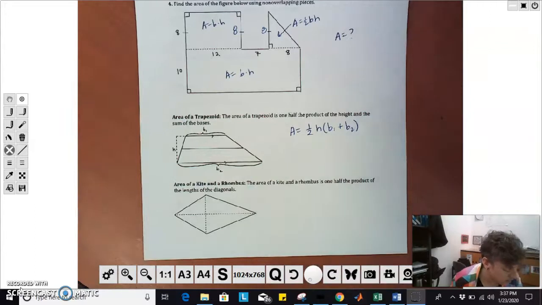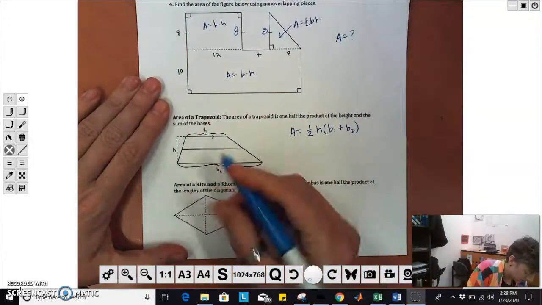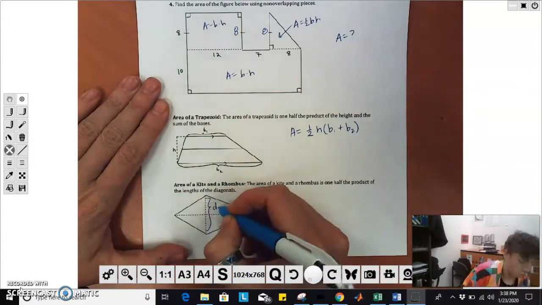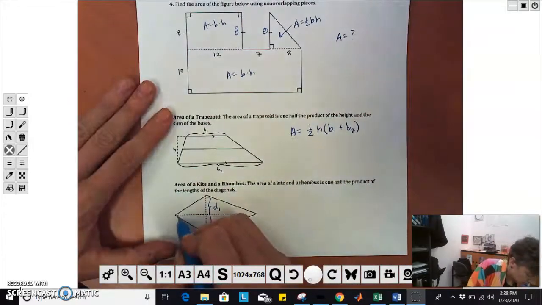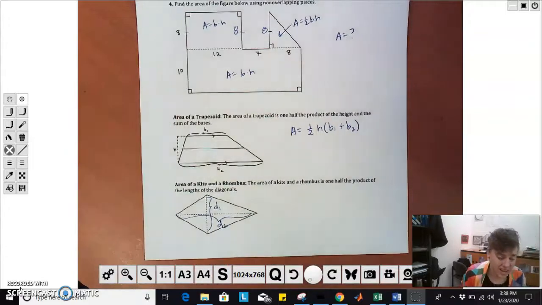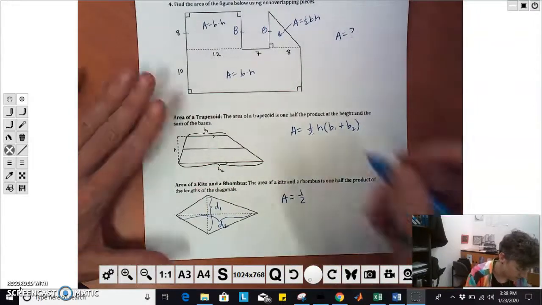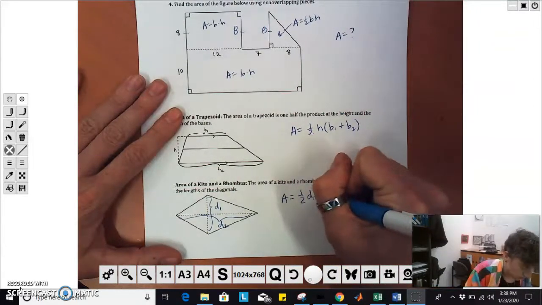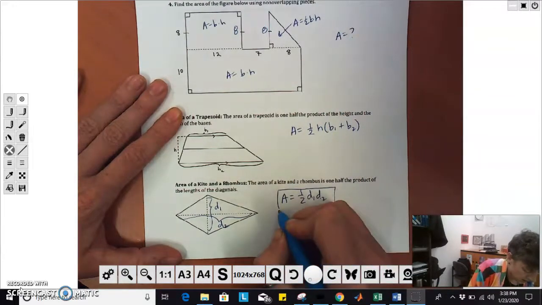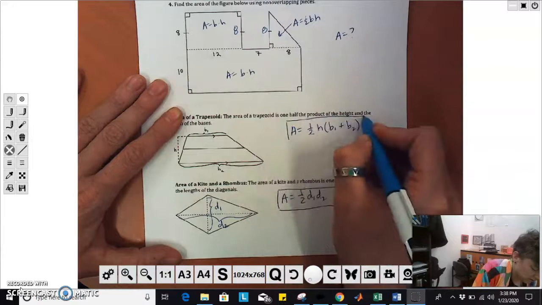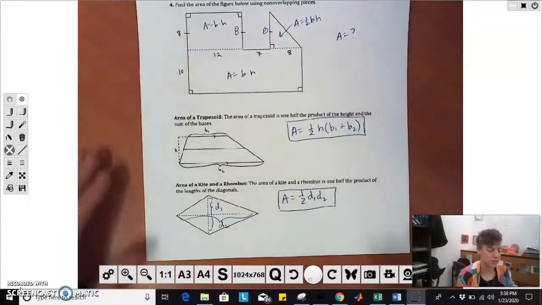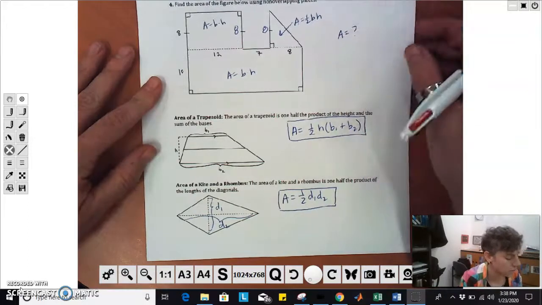Area of a kite and of a rhombus. Ooh, cool beans. The area of a kite and a rhombus is 1/2 the product of the lengths of the diagonals. So let's call this D1, diagonal 1. Let's call this D2, diagonal 2. Area is 1/2 the product of D1 and D2. Oh, I didn't put a box on that one. Let's put a box on it. Box it up. All right, let's use our newfound knowledge. Oh, no, wait, first I want to show you why that's true.